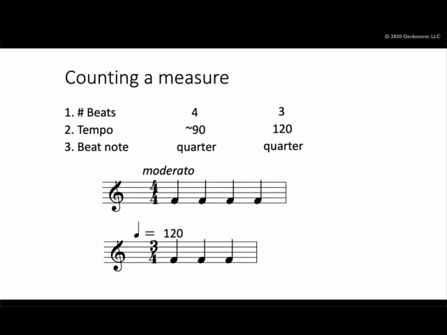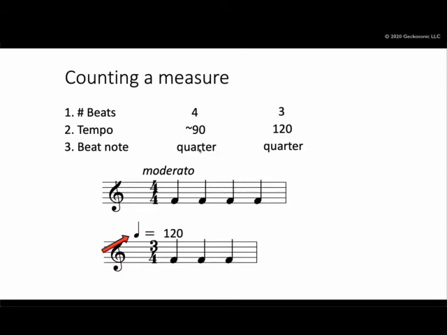Now that should make sense. The second measure says it's 3/4. And it has the symbol above it, which is the quarter note symbol equals 120, which means that tempo is 120 beats per minute.